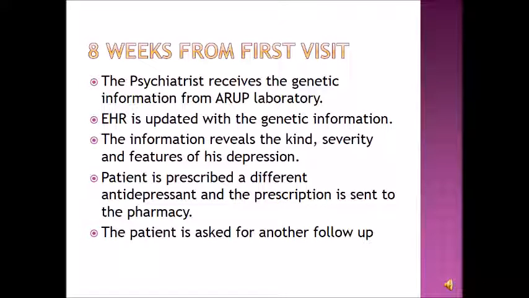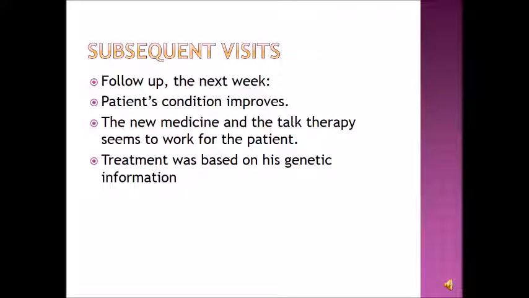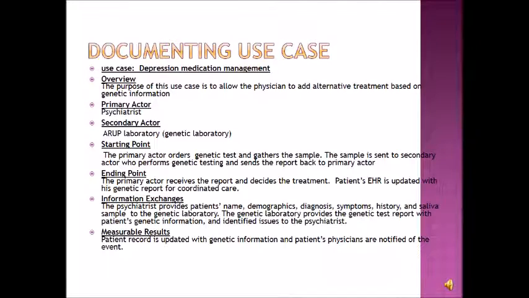Within 8 weeks from the first visit, the psychiatrist receives the genetic information. EHR is updated with genetic information, which reveals the kind, severity, and features of his depression. Patient is prescribed a different antidepressant and the prescription is sent to the pharmacy. The patient is asked for another follow-up. The treatment based on his genetic information seems to work for the patient. His condition improves. This shows the roles of and the action taken by the primary and secondary actors.